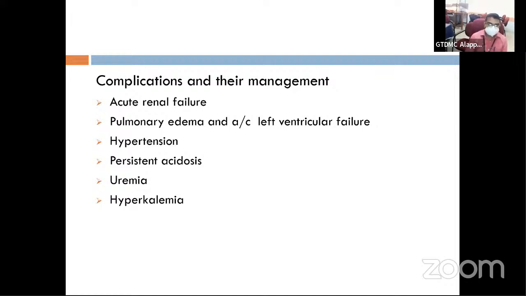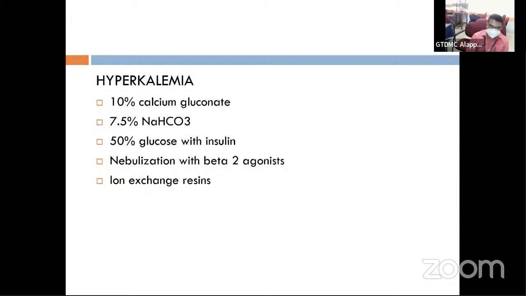So another complication is hyperkalemia. Hyperkalemia is when the serum potassium level is above 5.5 milliequivalent. The normal potassium level is between 3.5 to 5.5 milliequivalent per liter. So if it is more than 5.5, it is hyperkalemia, and if it is more than 6.5 milliequivalents per liter, it is an indication for peritoneal dialysis.